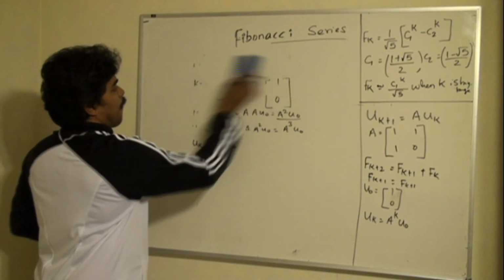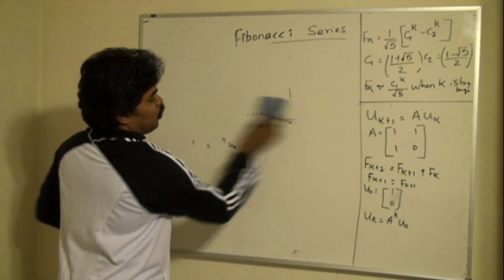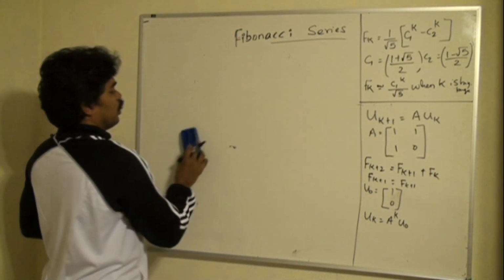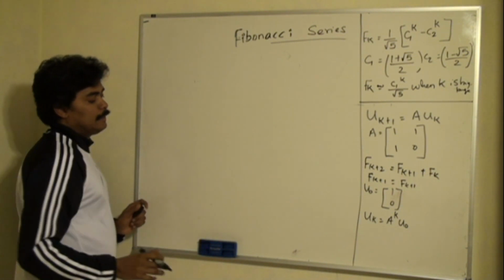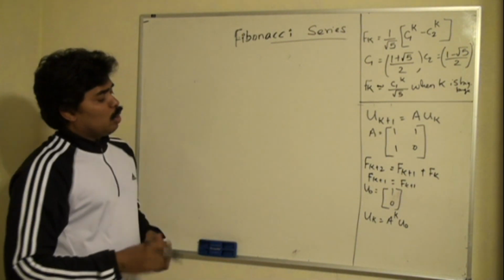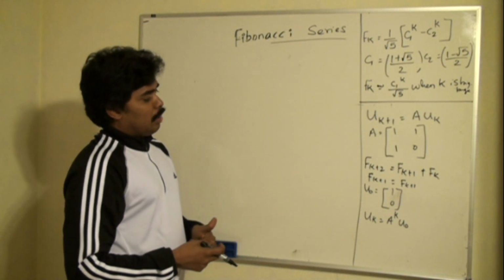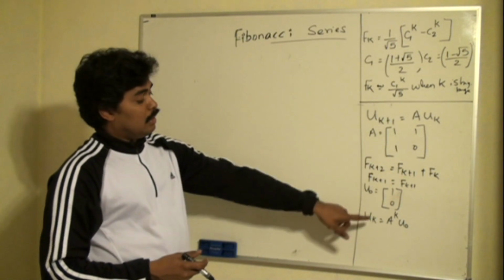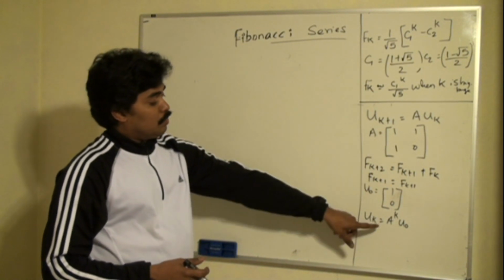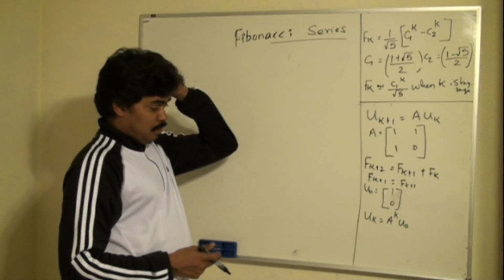So if you find uk, then we will know the kth element in the Fibonacci series, right? So I don't know whether we simplified the problem or complicated it here, because now we have to find the kth power of this matrix, right?